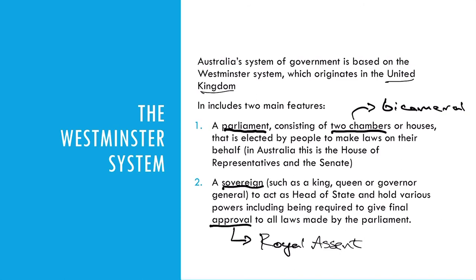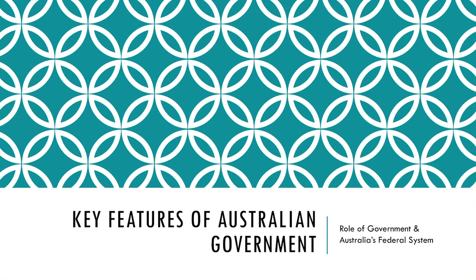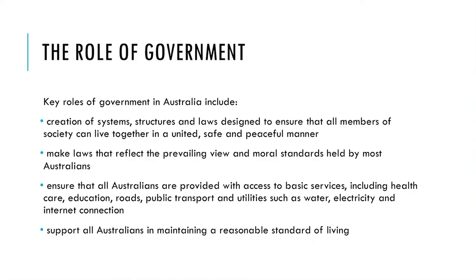Okay, so that's it for our two main concepts, looking at democracy and the Westminster system. We're going to take a look at key features of the Australian government, really an introduction into what the Australian government looks like and the role of government in general. So, key roles of the government in Australia include the creation of systems, structures, and laws designed to ensure that all members of society can live together in a united, safe, and peaceful manner. It's probably one of the main roles of government.